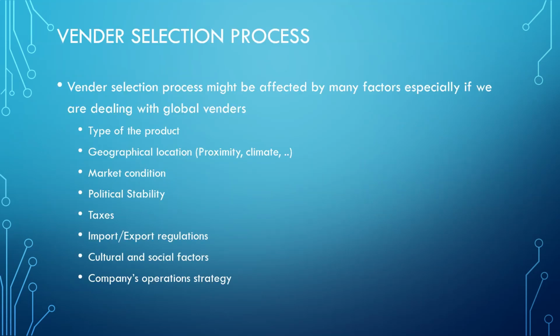Vendor selection process might be affected by many factors, such as the type of the product that you are dealing with, the geographical location, proximity, climate, and other things, market condition, political stability, taxes, import-export regulations, cultural and social factors, company's operation strategy. All these factors will vary considerably if the vendor was in a different country. When you are on a global level, the politics, the taxes, the export regulations, the cultural and social factors will affect the company's decision.